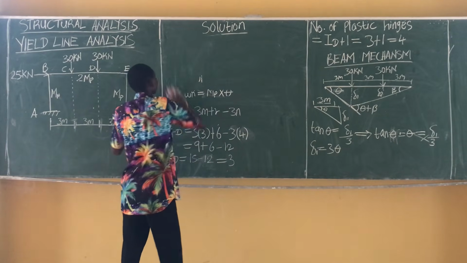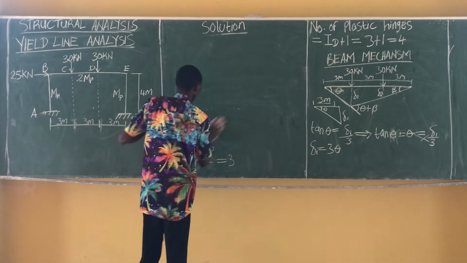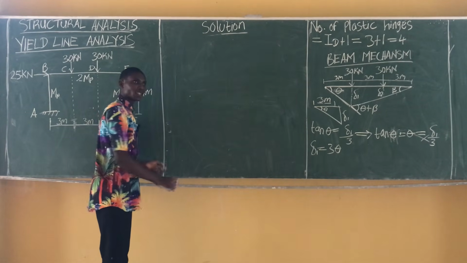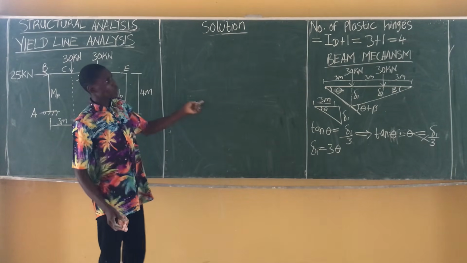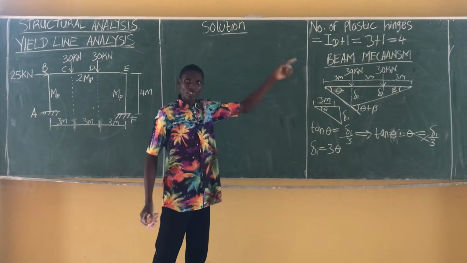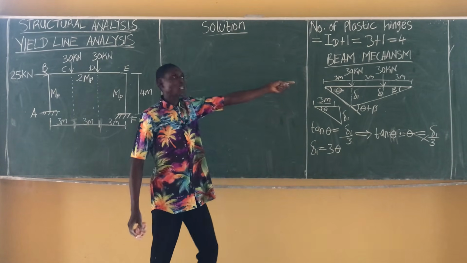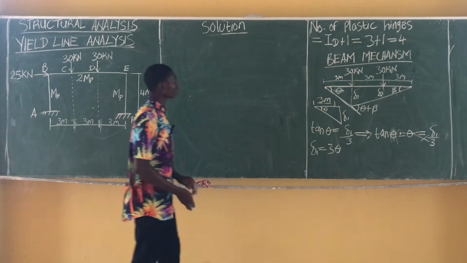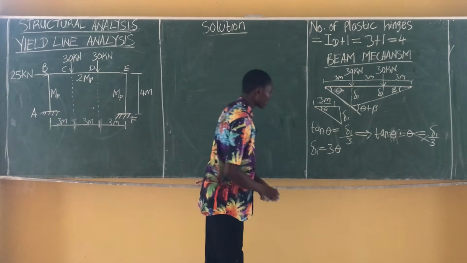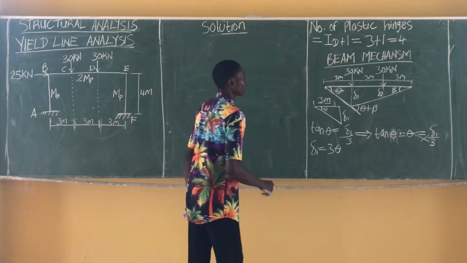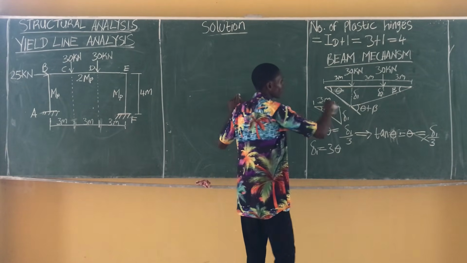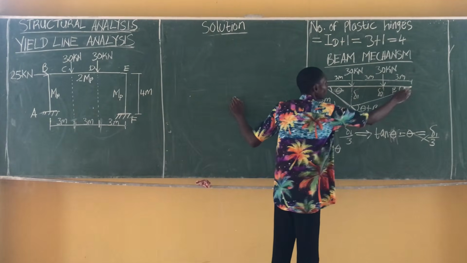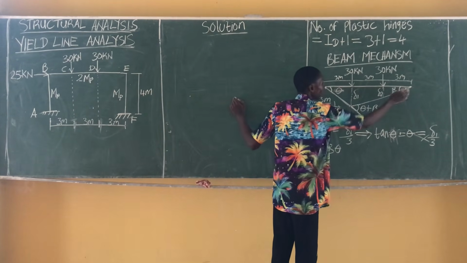Are we following? Is anybody confused? Our first assignment is to get the degree of indeterminacy, because from the degree of indeterminacy we get the number of plastic hinges. Then we come to the beam mechanism, noting that we want to get our external work done and internal work done. So after getting our theta, the next thing, after getting our first deflection, to get this second deflection, is to first get this angle.